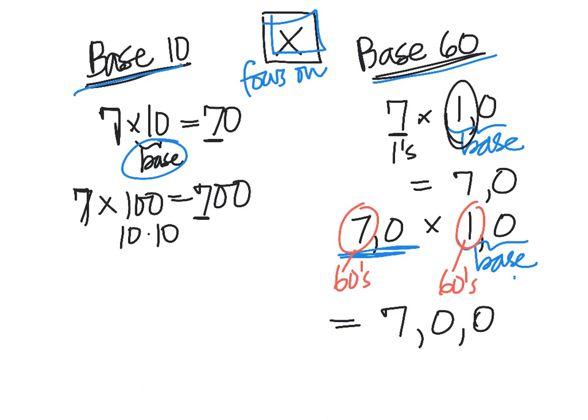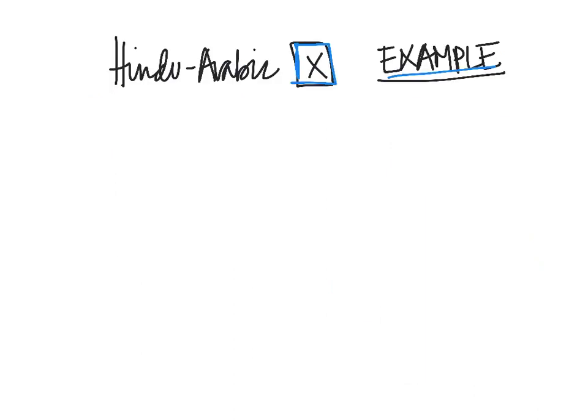Because again, remember when we're working in base 60, here are my 1s, here are my 60s, and then here are my 60 squareds. So let's keep that in mind as we're thinking about our multiplication, and we'll start by, again, looking at an example from base 10, seeing how that helps us translate into base 60. So as I noted, let's start with a Hindu-Arabic multiplication situation or problem.